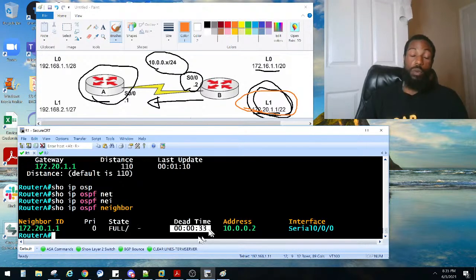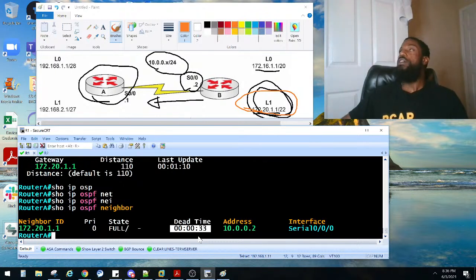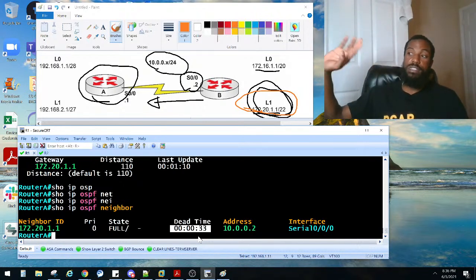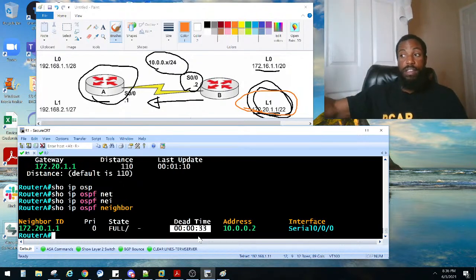The dead timer, that's when we consider him dead. Remember, we say hello every, I believe it's every 3 seconds, if I'm not mistaken. No, it's every 4 seconds. Take that back. 4 times the hello, 40. So every 10 seconds. We say hello every 10 seconds, and then we consider our neighbor dead if we haven't heard from them 4 times the hello. So by default, we say hello every 10 seconds, and we consider him dead after 40 seconds, right?